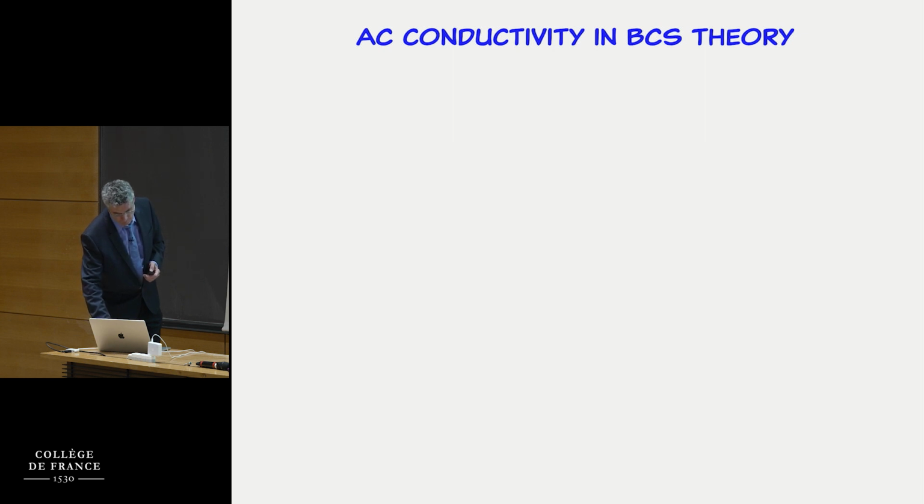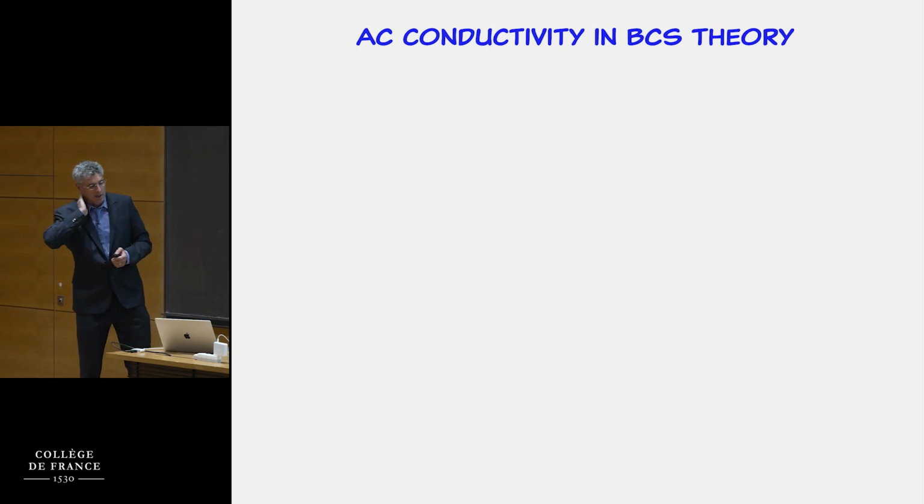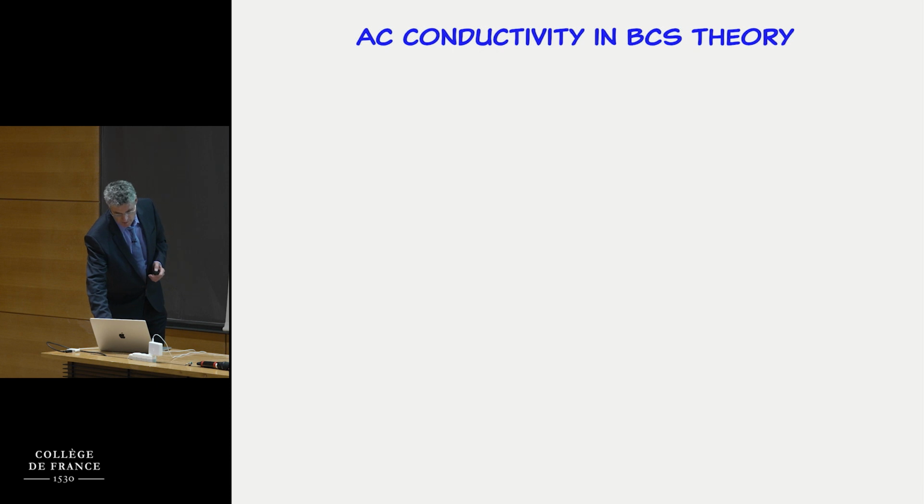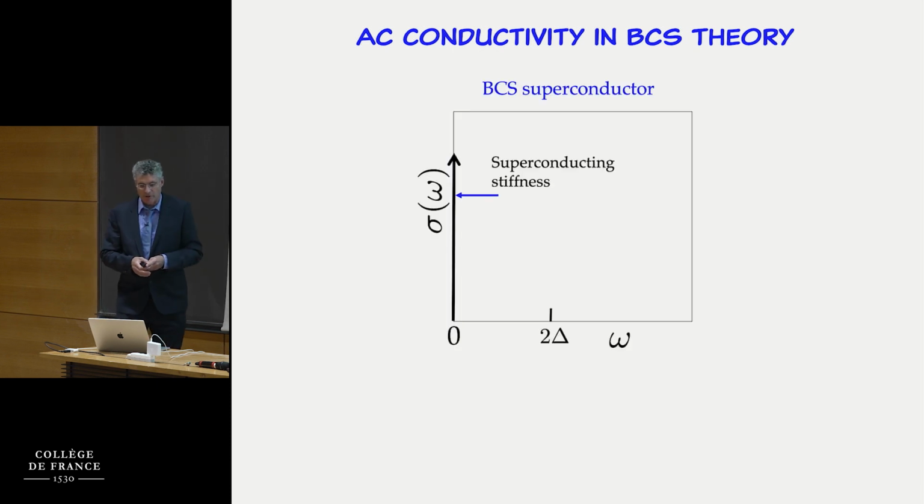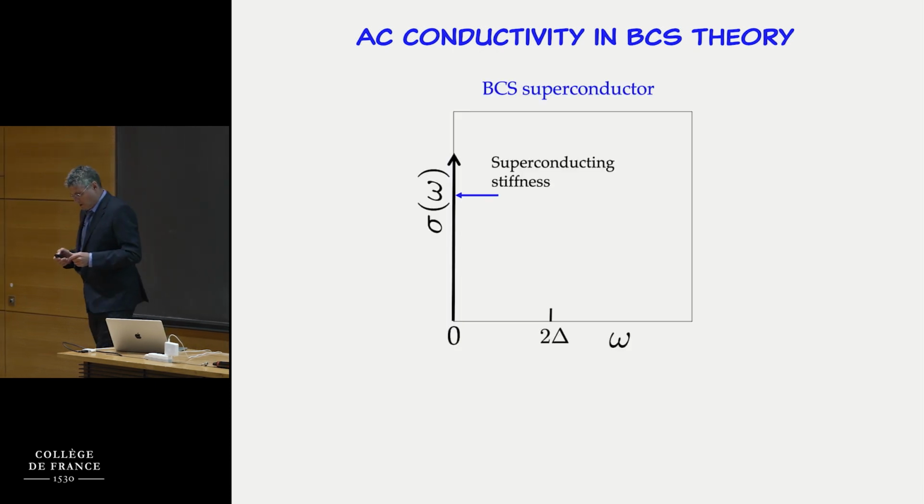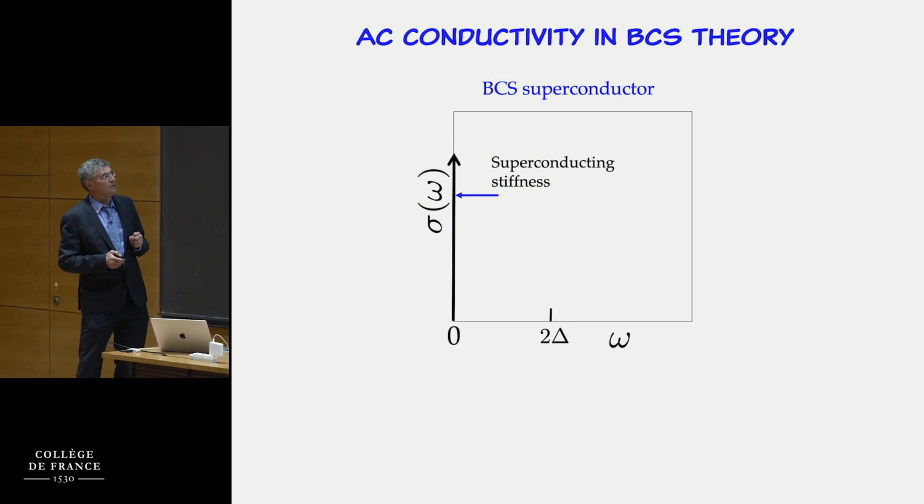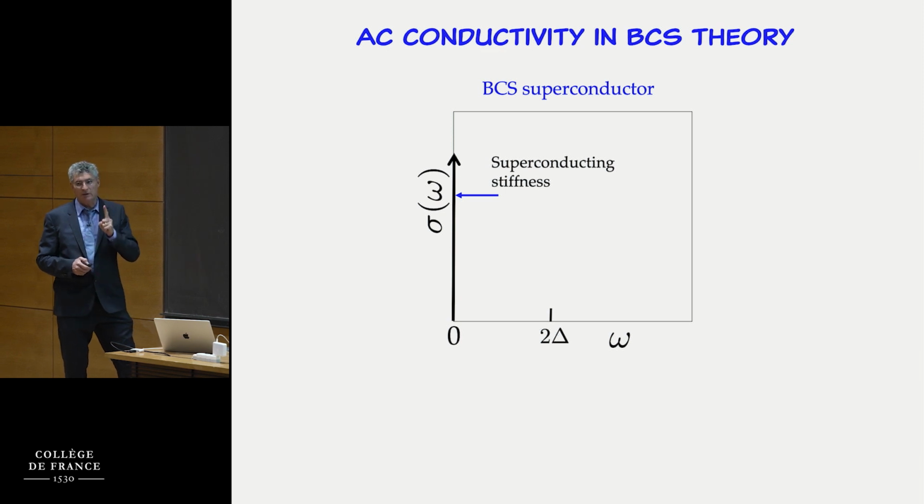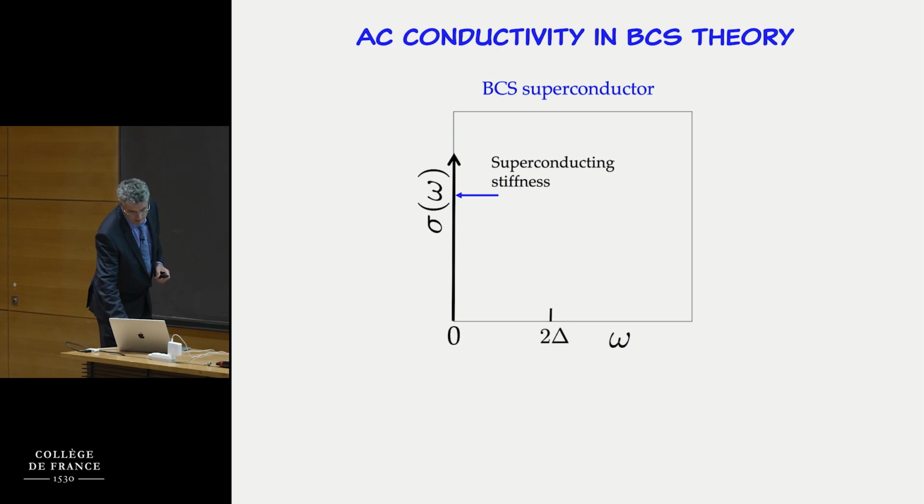So now I'm coming to the theory of superconductivity everybody knows and loves, BCS theory, and asking what is the AC conductivity of BCS theory? I'm sure that anybody in the field knows these answers, but they're still quite interesting to discuss. So the BCS superconductor with one band, no disorder, has a very simple response. It has a delta function at 0 and nothing else.